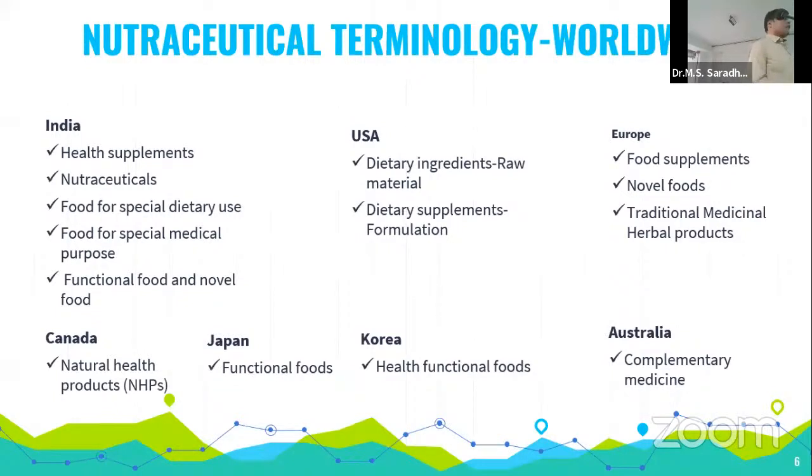In the USA, there are two categories, dietary ingredients and dietary supplements. Ingredients means raw ingredients; supplements means capsules, tablets, and finished formulations. But in Canada, it's called natural health product. In Japan, it's called functional foods. In Korea, it's called functional food. In Australia, it's called complementary medicines. Whenever you're looking for information in any country, you have to look for the keyword, so you can check the regulations.